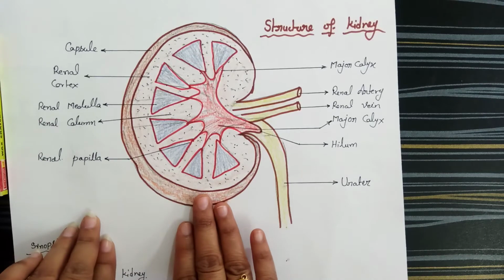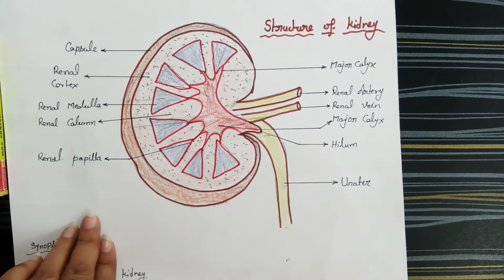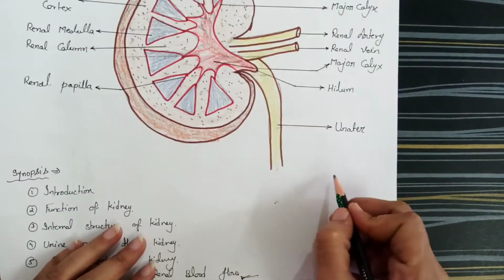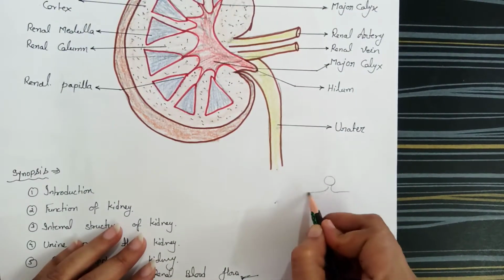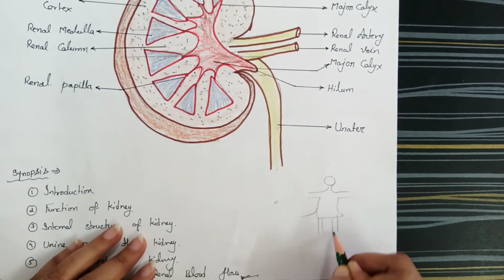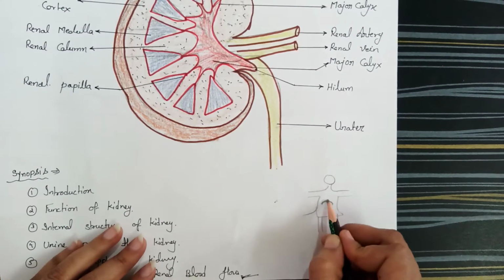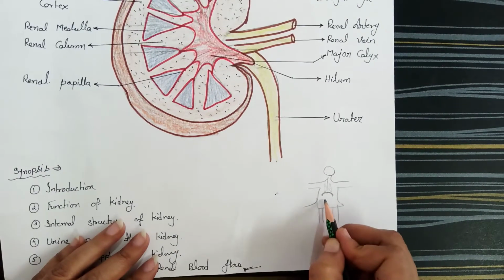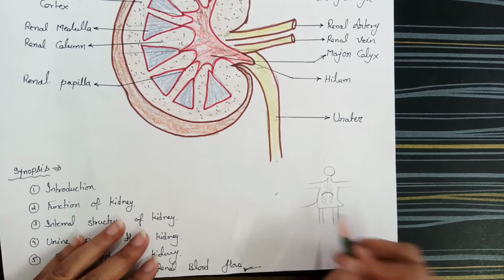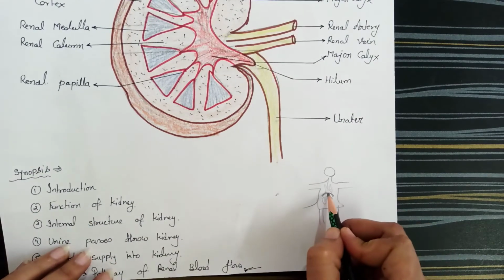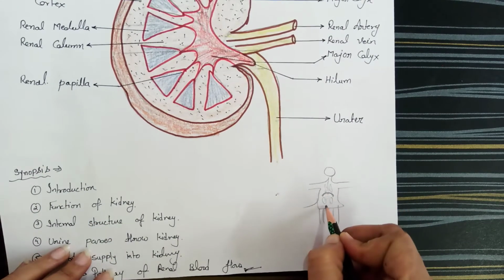The kidney is located below the diaphragm. Diaphragm means, I will explain, this is the structure of our body. Okay, so this is the diaphragm. Above the diaphragm there are two lungs and all our respiratory system, and below the diaphragm there are two kidneys, liver, spleen, stomach, and the excretory system. So the kidney is located below the diaphragm.